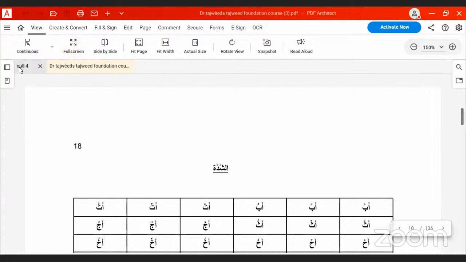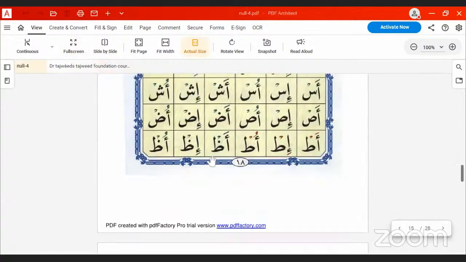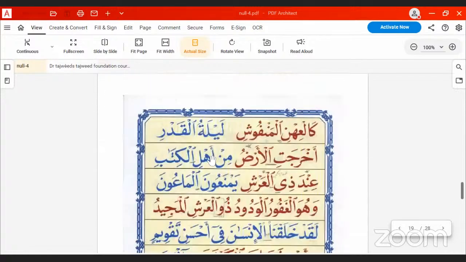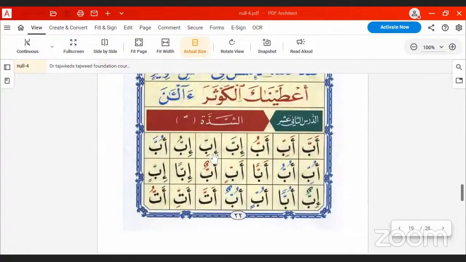Now I'll go back to the Qaida Nuraniya chapters. Here the lesson of Shadda is coming as the 12th lesson. Now it's very easy. Just give a forceful sound and then you can start reading.